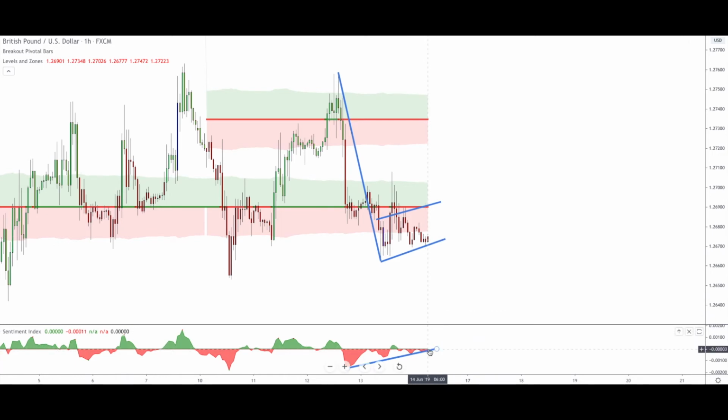The second thing that the sentiment index could do instead is to break to the upside, so the bearish sentiment index becomes a bullish sentiment index. So it means that the market turns to the bullish side, and so we should see the price go higher. In this case, I'm definitely not interested in this trade.